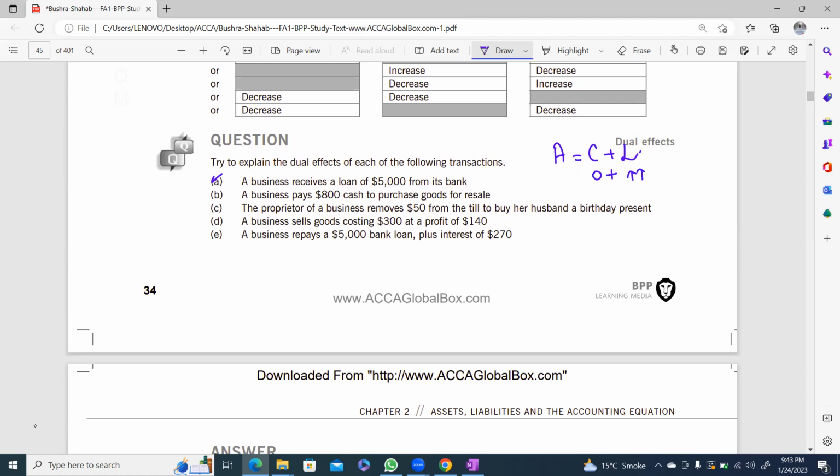Capital would also increase because it's been added in the amount of liability. No, asset will also increase. You will receive the cash, so asset increases, and on the other side, liability will increase. Got it? Yes, I got it now. Okay, B: a business pays $800 cash to purchase.